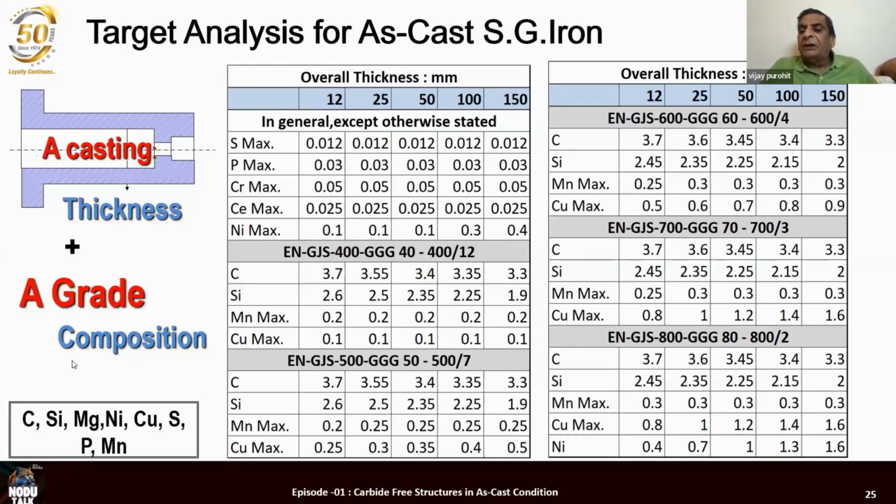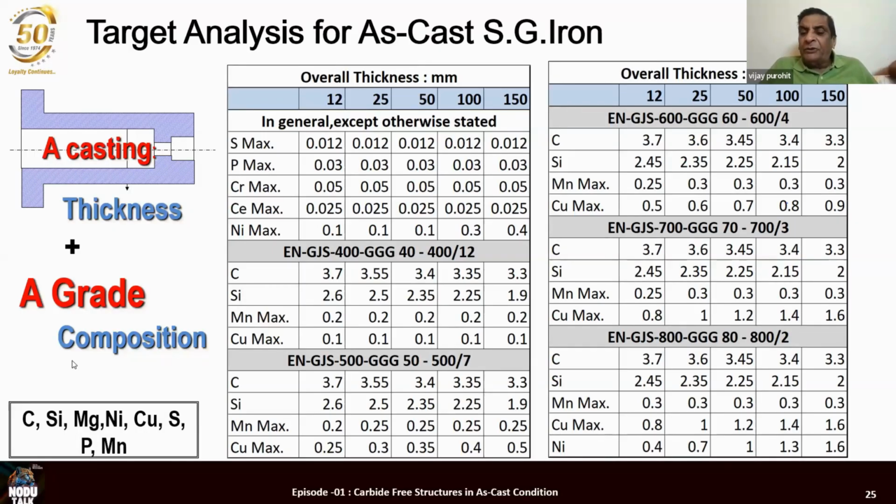Copper max to get the required pearlite in the structure. 800 by 2 can be obtained in the as cast condition. Same thing about carbon. As the section size increases, the carbon reduces, the silicon reduces to keep the carbon equivalent low to avoid graphite flotation.